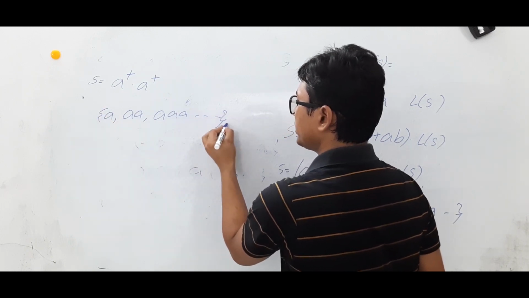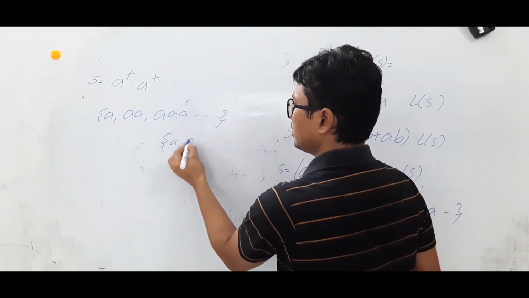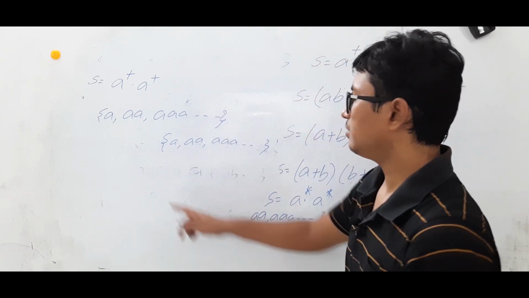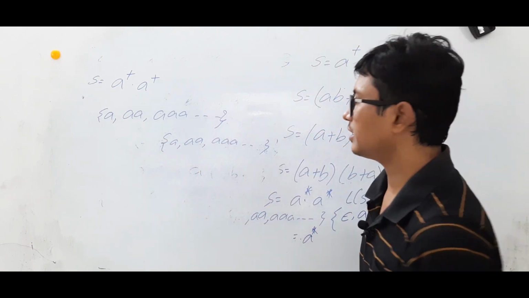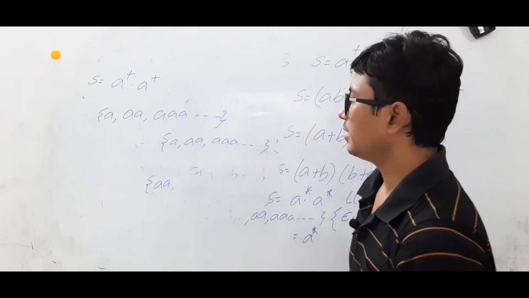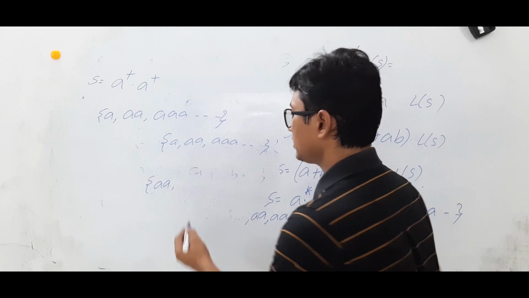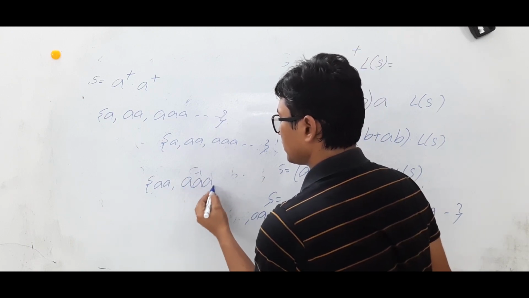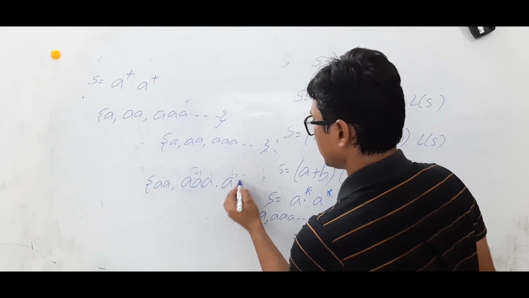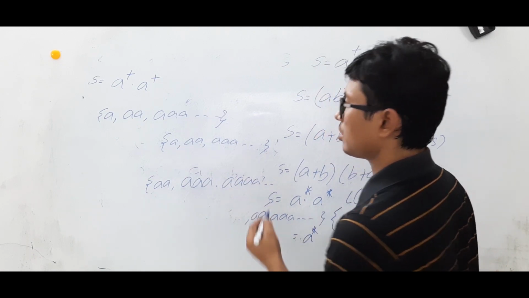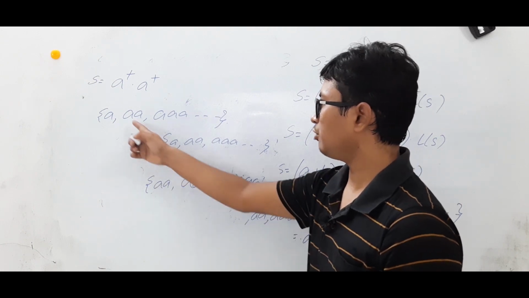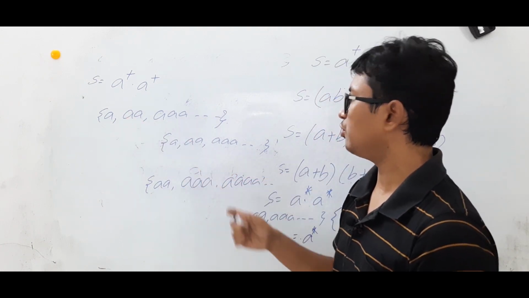Now if I concatenate again, what will I get? We will see. A concatenated with A, you will get AA. A concatenated with this one, you will get AAA. If you concatenate A with all these things, you will get A^4, all these things. Now what is it? Well, it consists of everything. Now if you see A concatenated with A, 4 A's you will get.